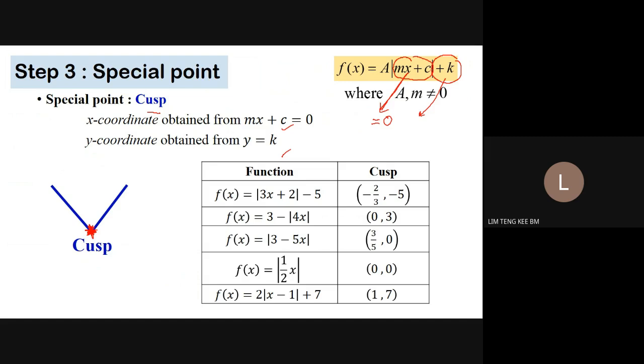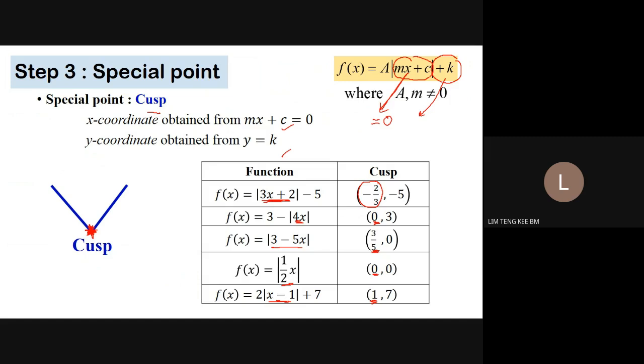As you can see, when I want to find the curves for each of these example functions, for the x coordinate, I refer to 3x plus 2 equals 0. It gives me x equals negative 2 over 3. 4x equals 0 gives me x equals 0. 3 minus 5x equals 0 gives me 3 over 5 for x. Here, it gives me x equals 0. x minus 1 equals 0 gives me x equals 1.